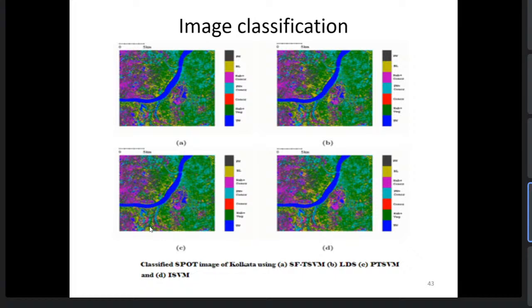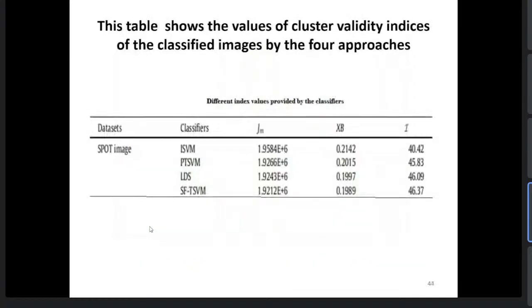But how do I test that our method is good? So there are some metrics that actually show that this method is good. Okay, now move to the next slide. Yeah, there are some parameters to test the efficiency or performance of the algorithm.